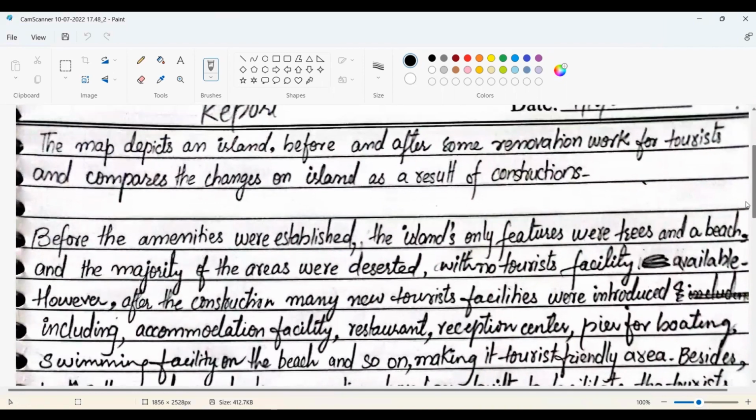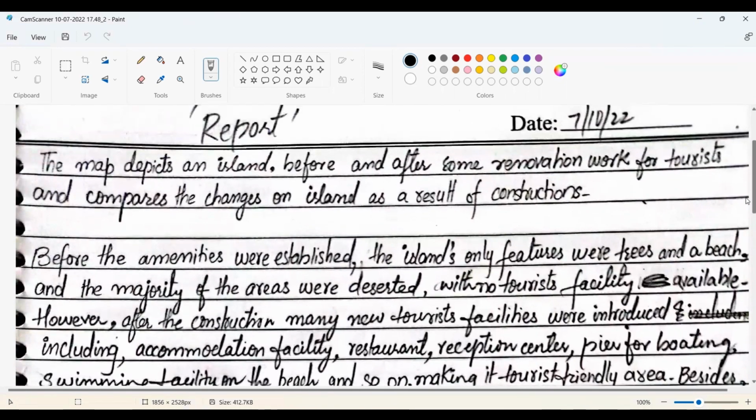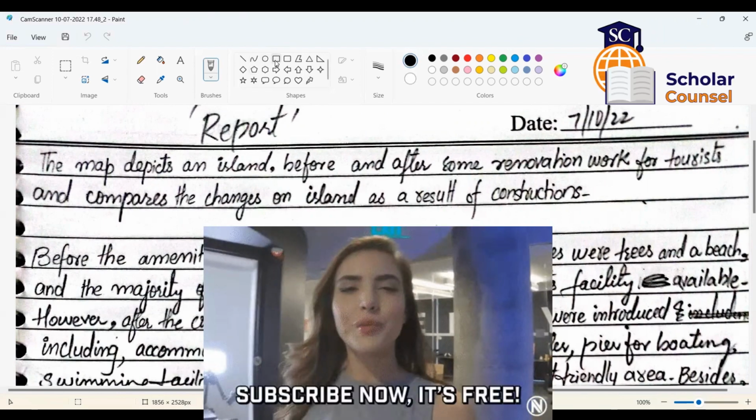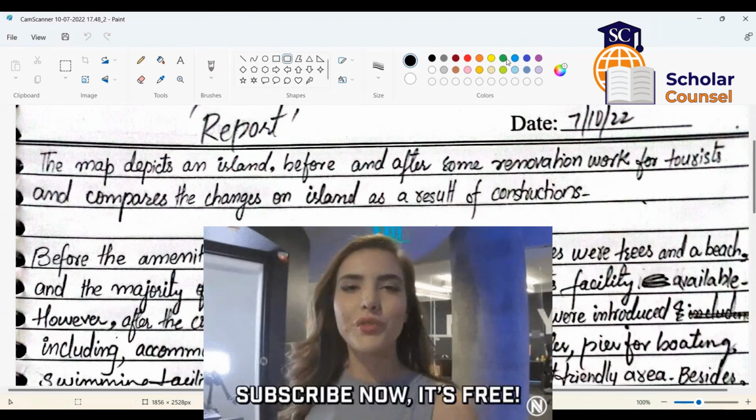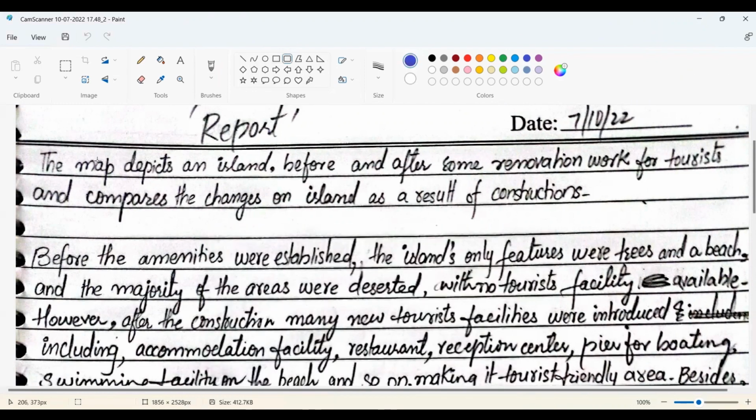The map depicts an island before and after some renovation work for tourists and compares the changes on island as a result of construction. Okay. So you have said the map depicts. Is it one map only? Like the map is one, like the islands, I guess the map is one.